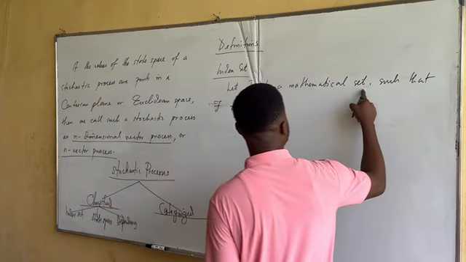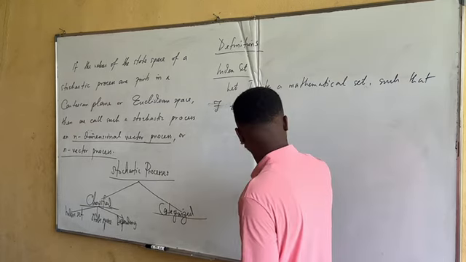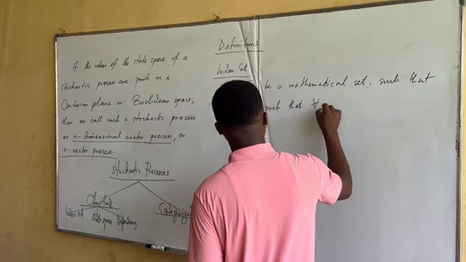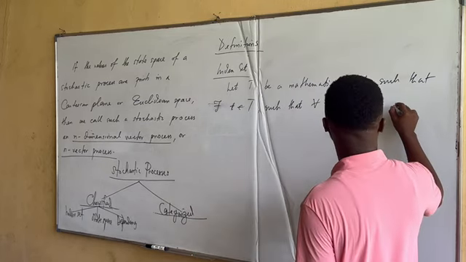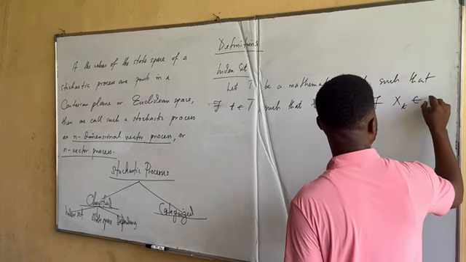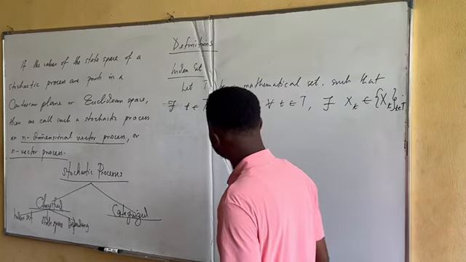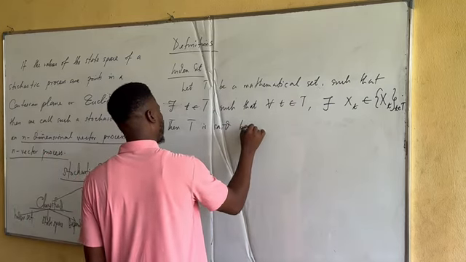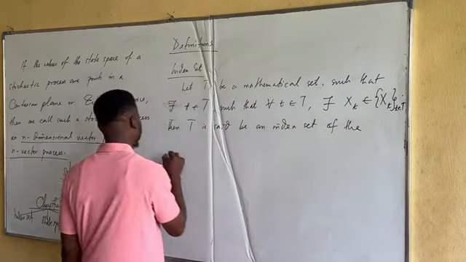Okay, let T be a mathematical set such that there exists what? Small t being members of what? T, right? Such that for all small t's being members of T, there exists an x_t variable that is a member of X(t), for t being a member of T. Then T is said to be an index set of the stochastic process.